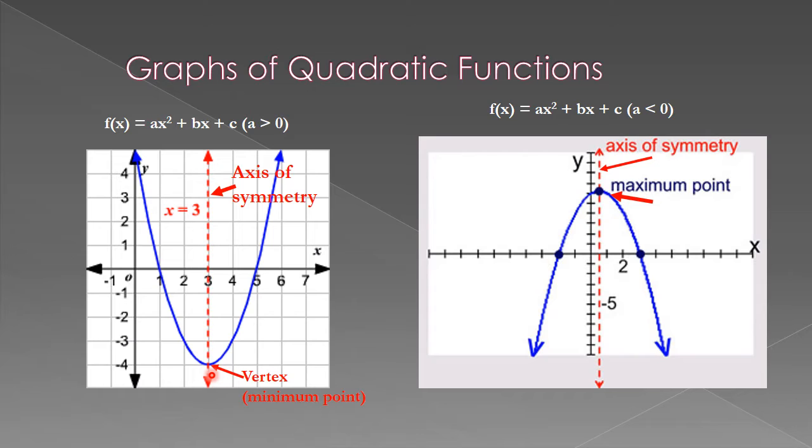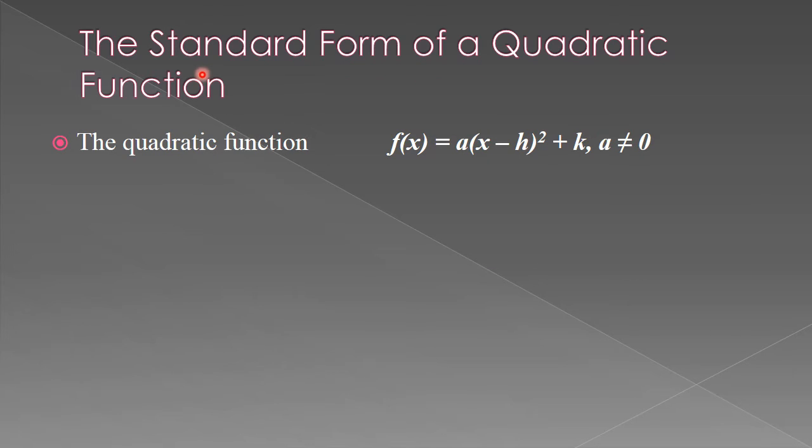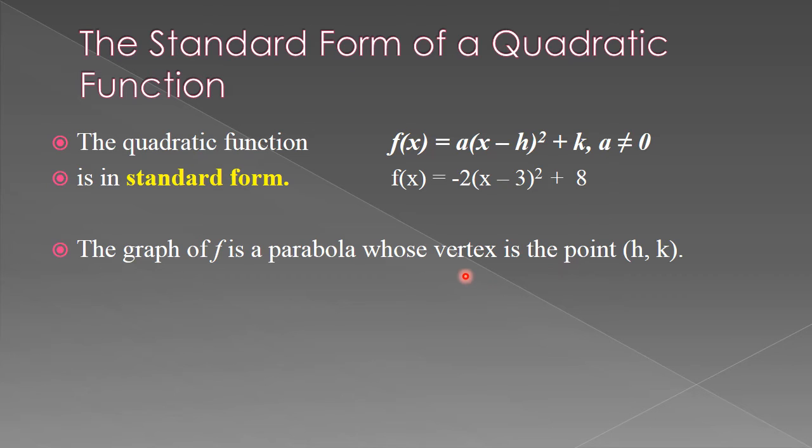So far we worked with quadratic functions in the form with a, b, c: ax squared plus bx plus c. In this section we will introduce the standard form of a quadratic function, the form with h and k. An example of a quadratic function in standard form: negative 2 times (x minus 3) squared plus 8. It's really easy to find the vertex if your equation is in standard form. The vertex you will find at point (h, k).